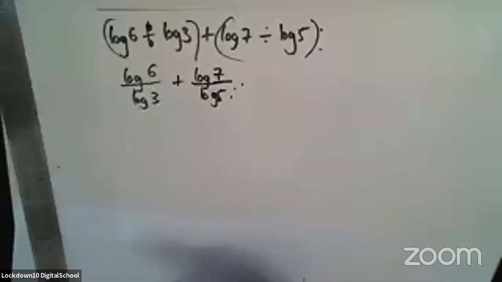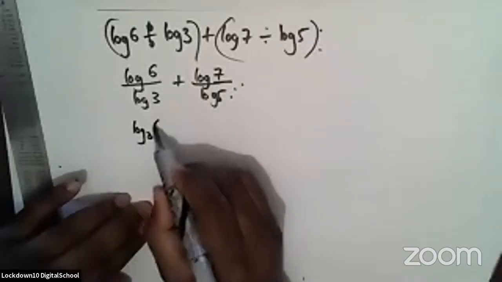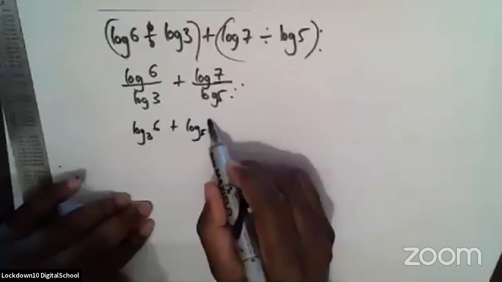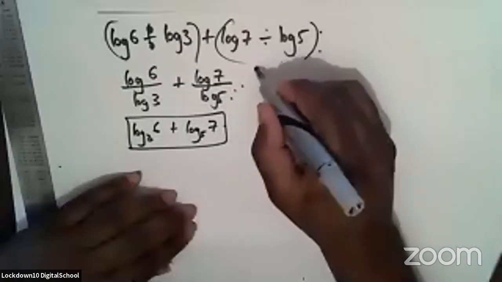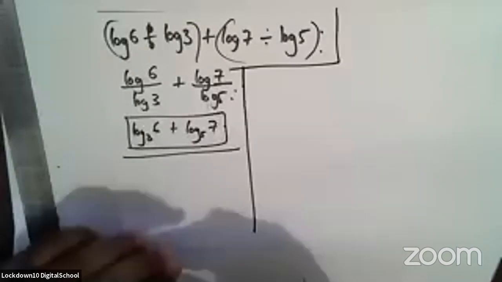You can simplify this however you want. You can write this as log to base 3 of 6 plus log to base 5 of 7. Since they have different bases, we leave them like this. We cannot add them. This comes from the laws that I just explained. So that's why I just wanted to help you there. I hope you have understood the laws that we have right now.